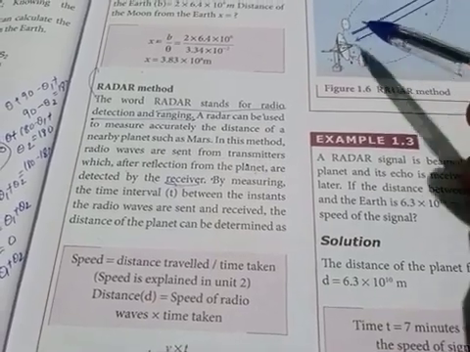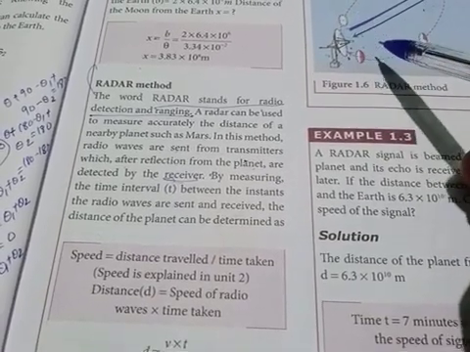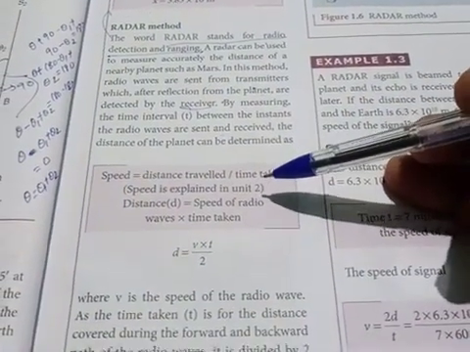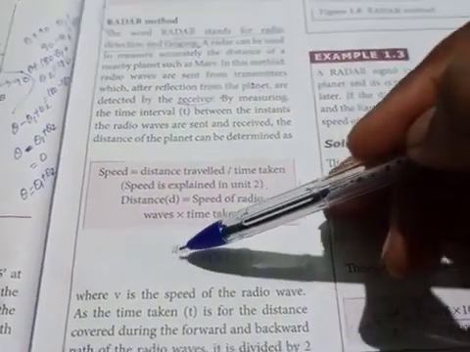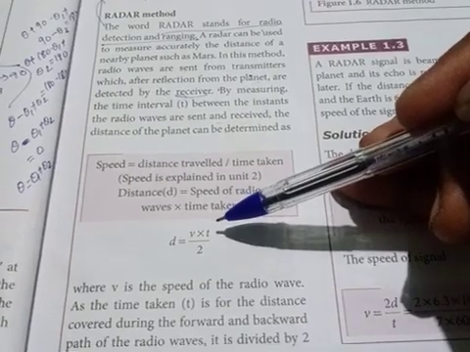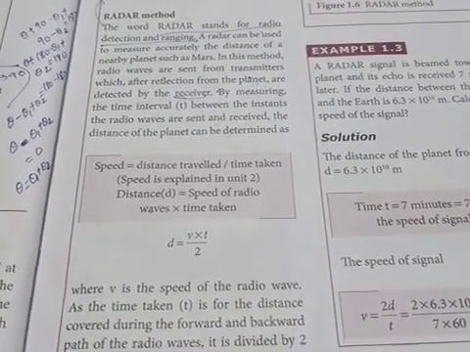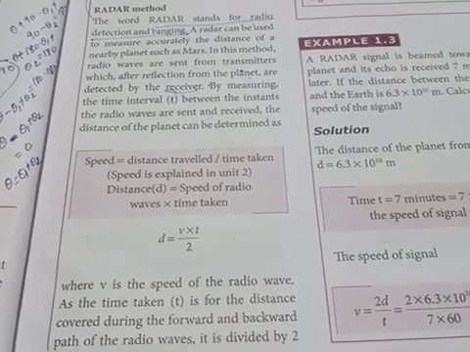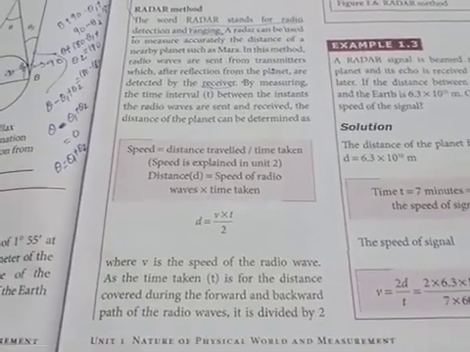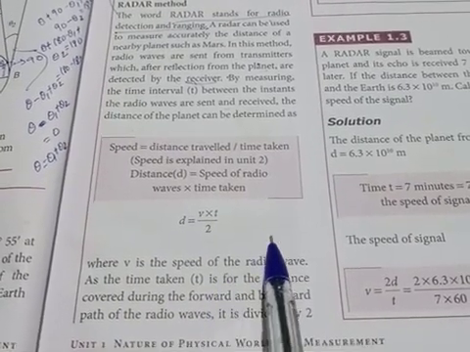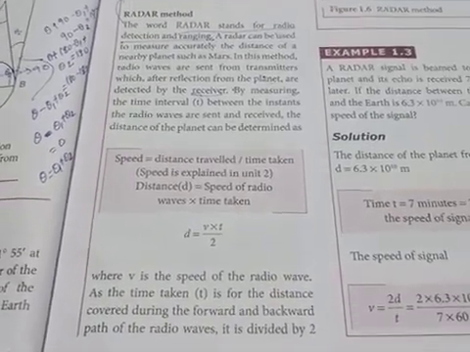So the total time is measured, and by using the basic formula, speed is equal to distance traveled by time taken, from this we find the distance. D is equal to v into t by 2. Okay, so v means what? Speed of the radio wave. T means time taken.